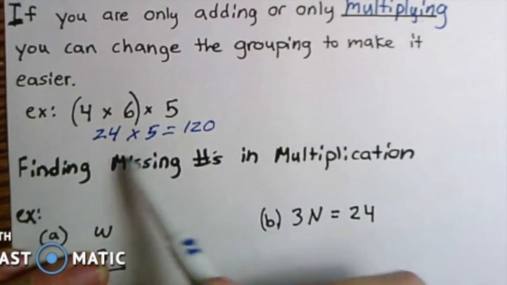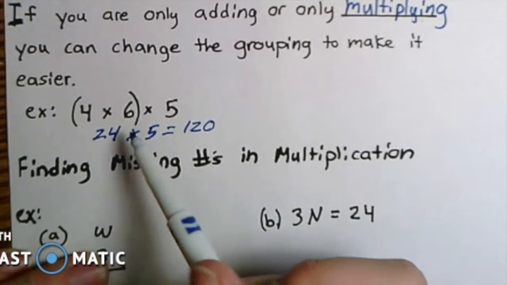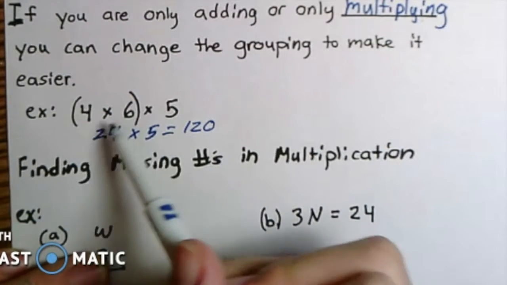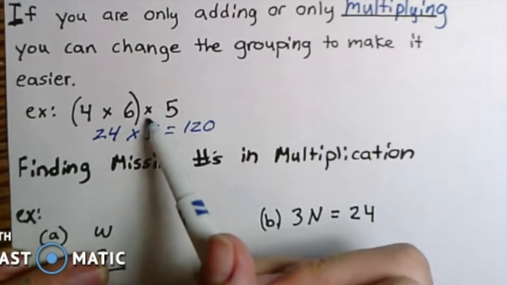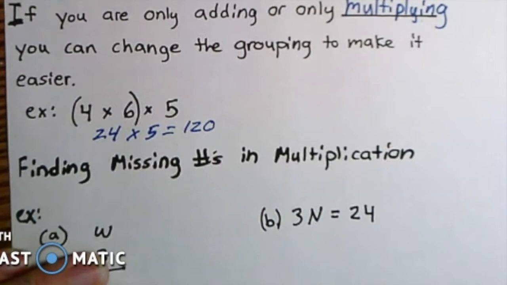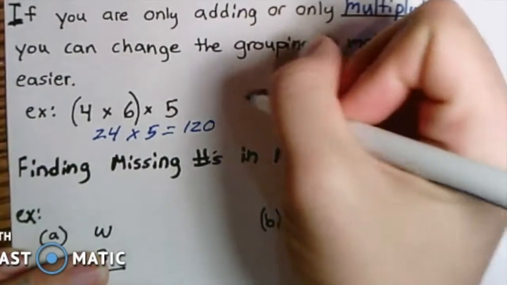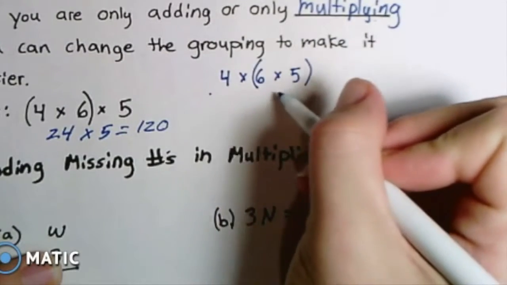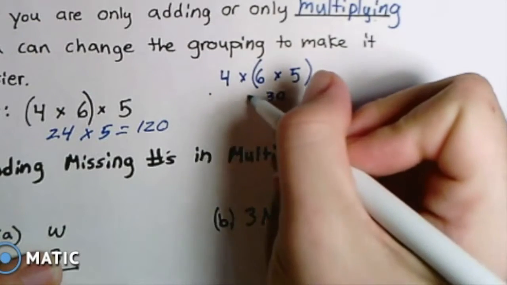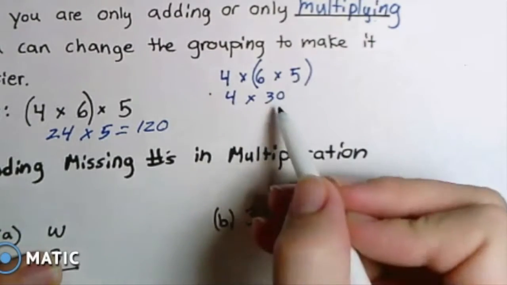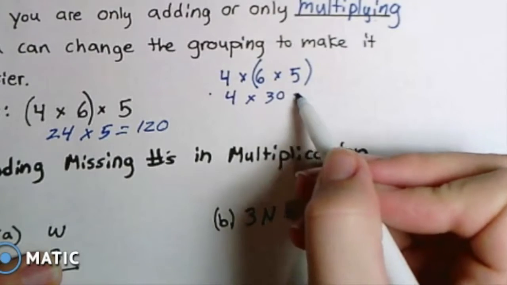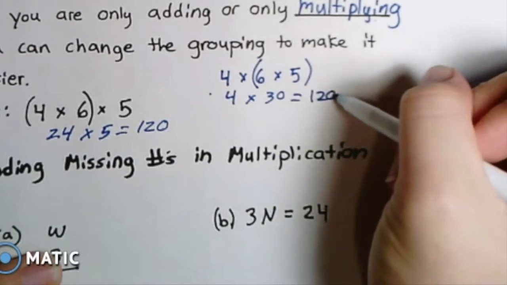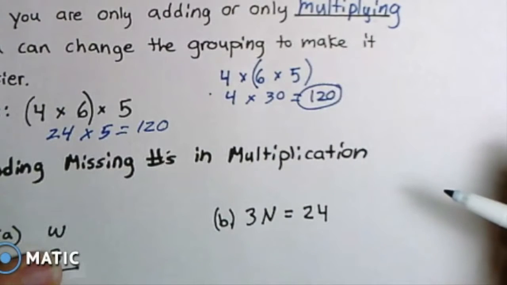But I can choose to do something in a different order. I can group them differently because it's all multiplication only. This is being multiplied and this is being multiplied. So instead of doing 4 times 6, I might want to change it. Then I would get 5 times 6 is 30. And 30 times 4, well, 3 times 4 is 12, and I would add a 0. So in this case, I would get 120, but I could do that in my head really easily.